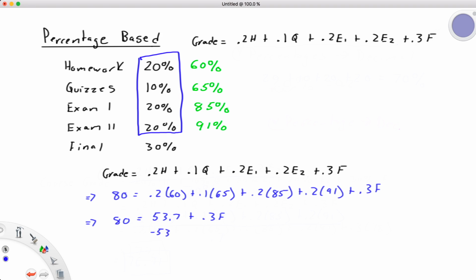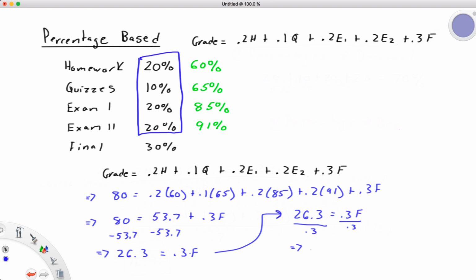If we then subtract 53.7 from both sides, that's going to give us 26.3 equal to 0.3 times F. And so if we divide by 0.3 to isolate F all by itself, that's going to give us F equal to 87.67. And so this tells us that if we want to reach an 80 for our final course grade, given these scores on all of our previous homework and quizzes and exams, we would need to earn an 87.67, or most likely round it up to an 88 on the final exam.